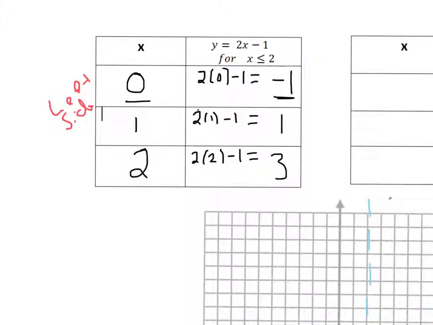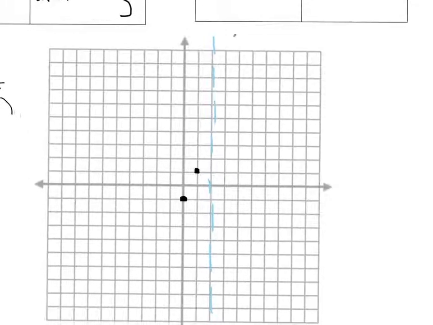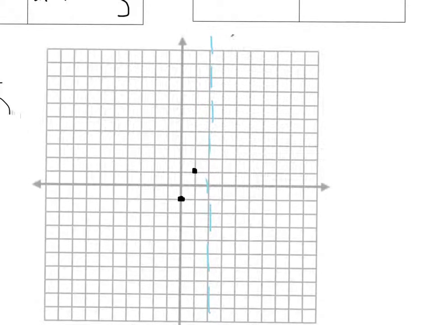Since this is where we need to really focus, since x is less than or equal to 2, it's allowed to be 2. So this is going to be a closed dot at the point 2, 3. 2 on the x, 3 on the y. That's right here. Again, it's tough for me to draw straight lines, but you can see that this is going to be the left-hand side of this piecewise graph.